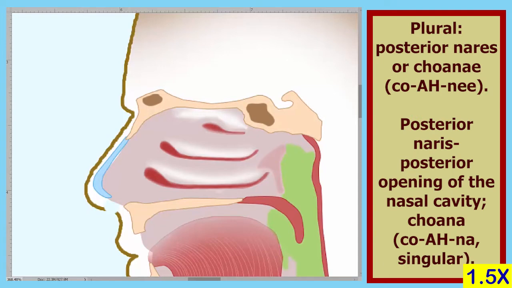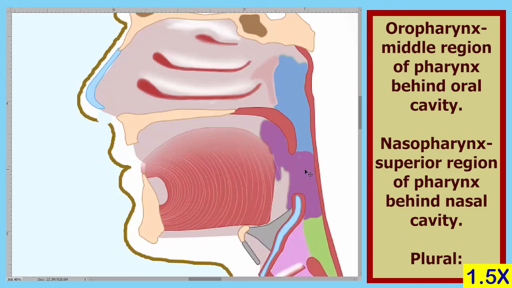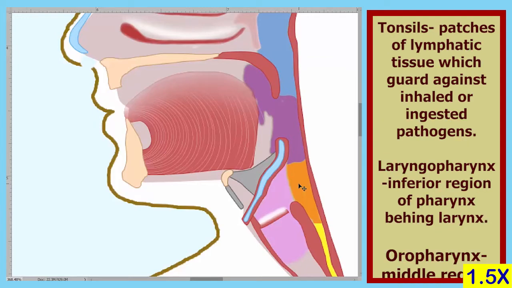From here, the air travels through the upper part of the pharynx. This part of the pharynx behind the nasal cavity is the nasopharynx. The air then moves to the region of the pharynx behind the oral cavity. This is the oropharynx. The air then moves to the last part of the pharynx behind the larynx. This is the laryngopharynx. Within the pharynx are patches of lymphatic tissue which guard against ingested or inhaled pathogens.